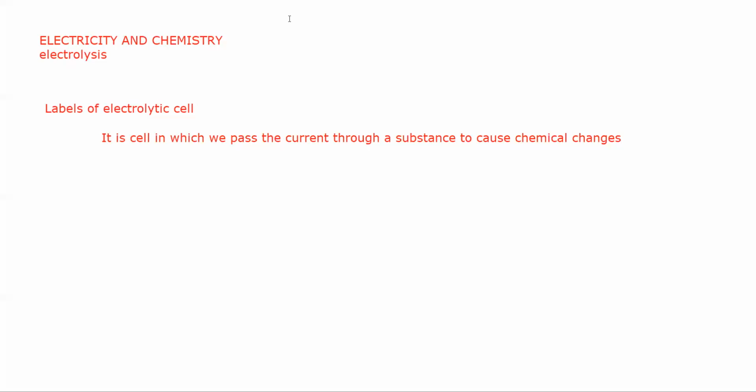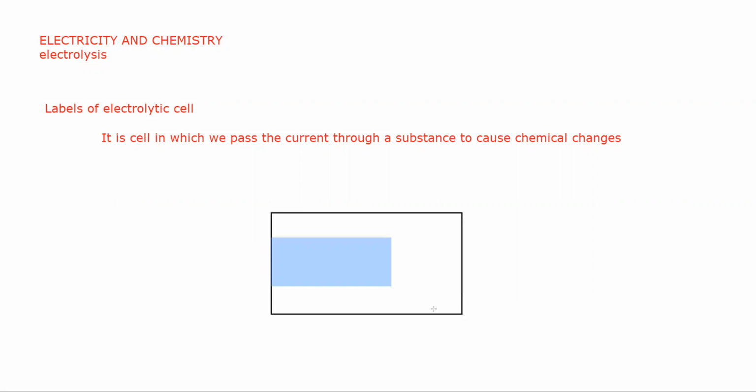First thing, for example, you have a container or a beaker, and this container is filled with a solution, and this solution is known as electrolyte. So a solution through which we want to pass the current, we call that solution or substance the electrolyte.